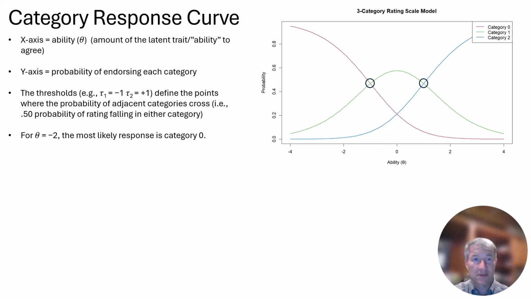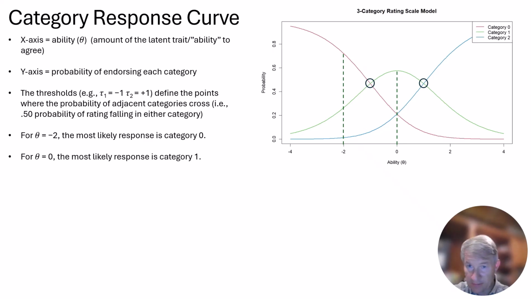Other things that we can learn from looking at a category response curve is we can look at the probability of a certain response given a specified ability level. So for example, if someone's ability level theta was at -2, that would correspond to a higher probability of a response in category 0 than any of the other 2 categories. If we look at a person at average ability, right, 0 logits, it looks like for that ability level, category 1 is the most likely response. And then for an ability level of positive 2 logits, it looks like category 2 is the most likely response.